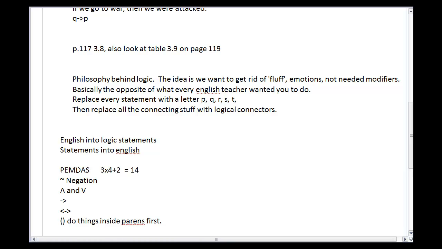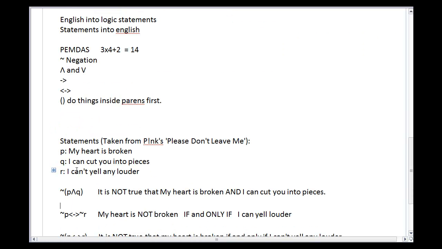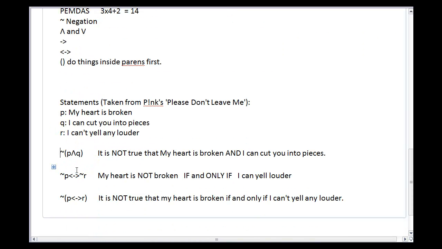So here are the symbols we've discussed so far. We have negation, conjunction, disjunction, conditional, and biconditional. And just like in math statements, you do things inside the parentheses first. Here are some statements I took from a song by a pop artist. Statement P: my heart is broken. Statement Q: I can cut you into pieces. And statement R: I can't yell any louder. So let's look at what these things mean.